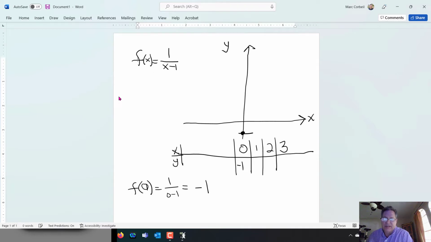Notice my graph has an arrow and a label. That's also a go-to thing. Don't forget that. My y-axis is labeled and it has an arrow, and the 0, 0 is the origin. So those are good practice things.